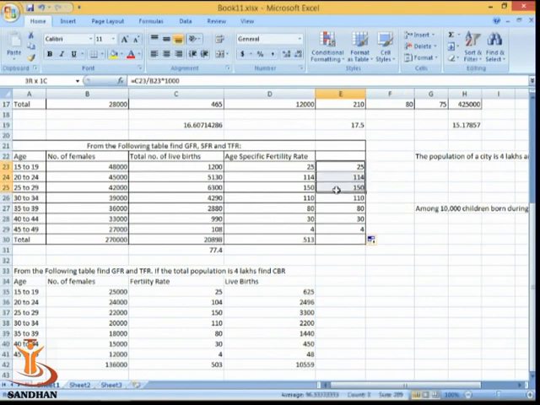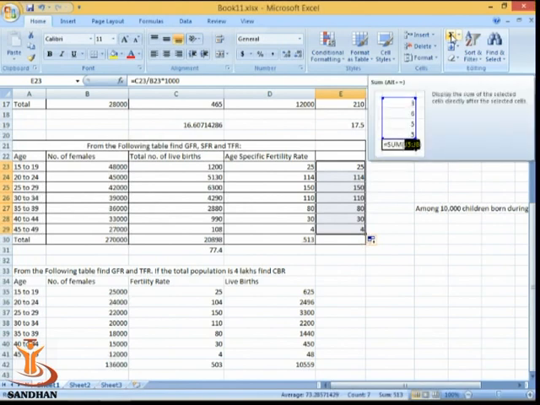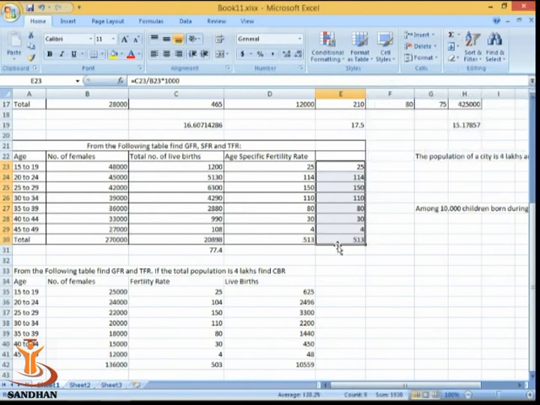And this total of this age specific, I am selecting this and doing on this sign, that is summation. I am getting 5.3. This is the total age specific fertility rate. Now the specific fertility rate, in short, is known as SFR. This is the column of SFR, and this is known as total of SFR, that is summation SFR.